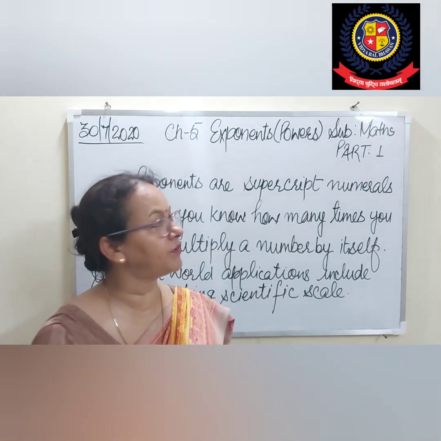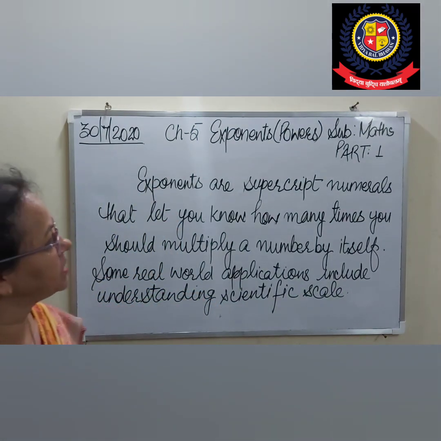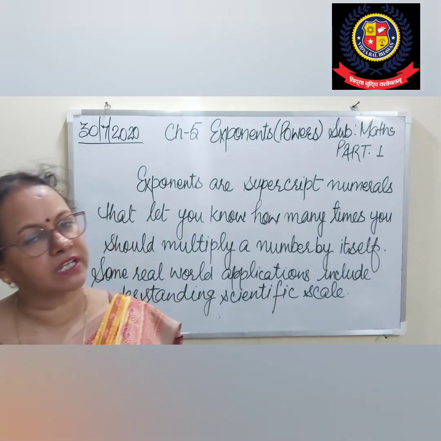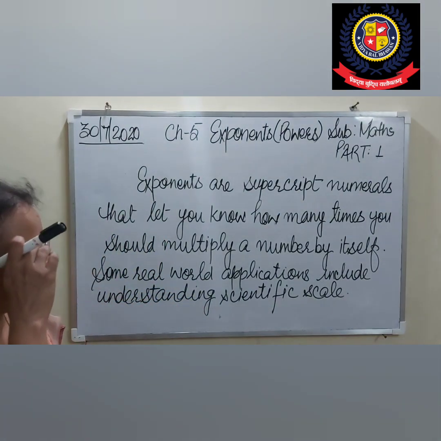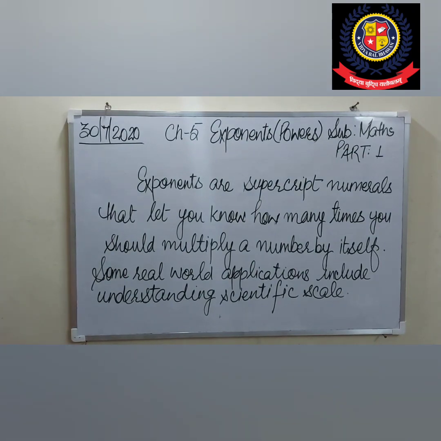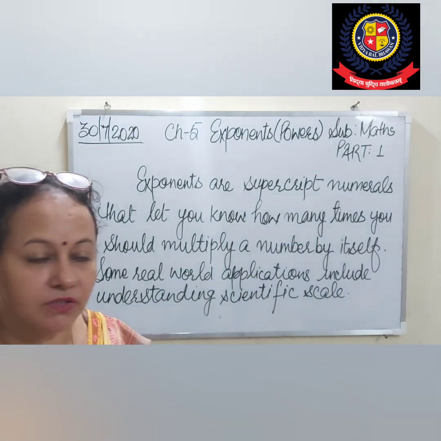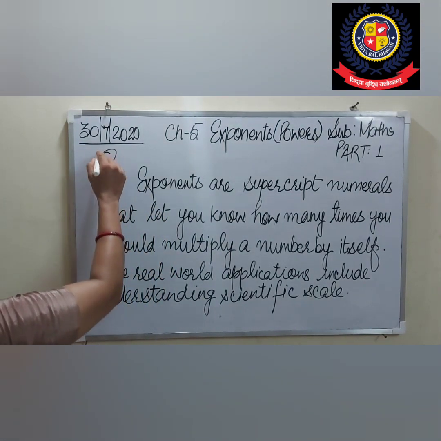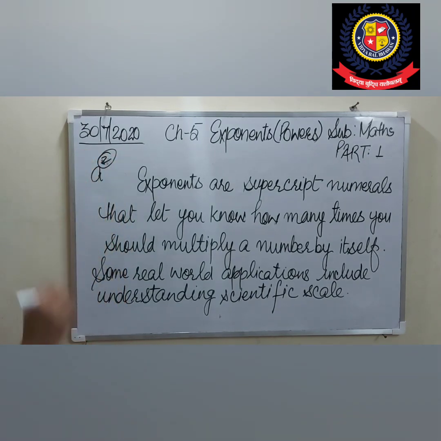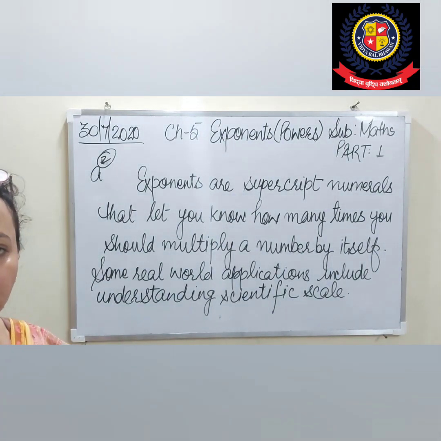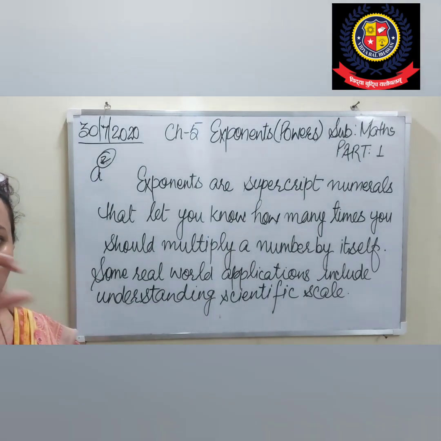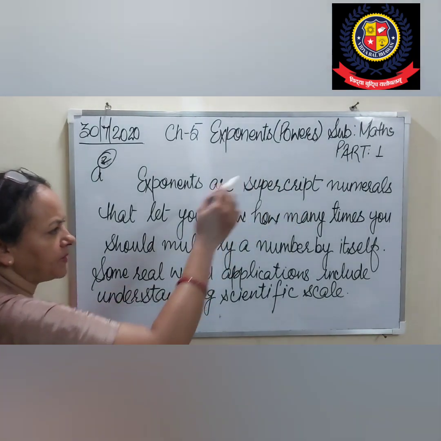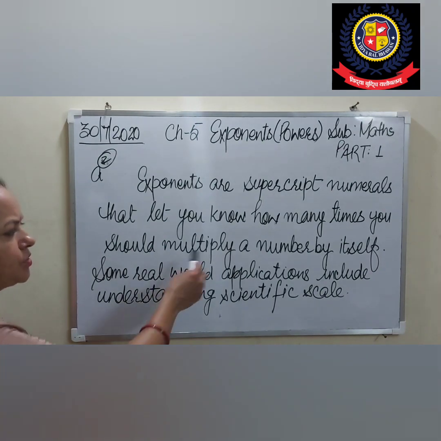As you are aware of the word exponents, our chapter 5 is exponents and powers. Either we can say exponent or we can say powers. Do you know what it is? Exponents are superscript numerals. If it is written a to the power 2, 2 is the superscript, right? You have seen this in computers too when doing maths, and that is known as superscript. Exponents are superscript numerals that let you know how many times you should multiply a number by itself.